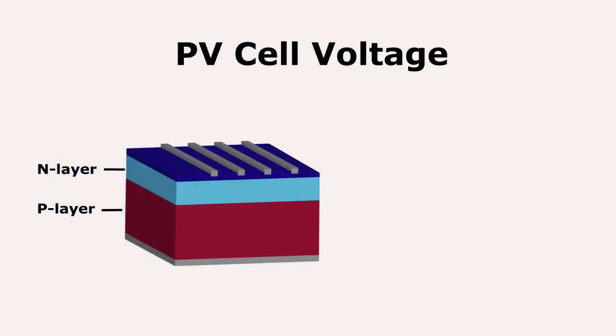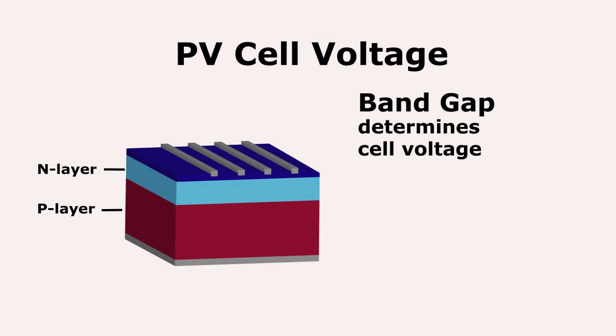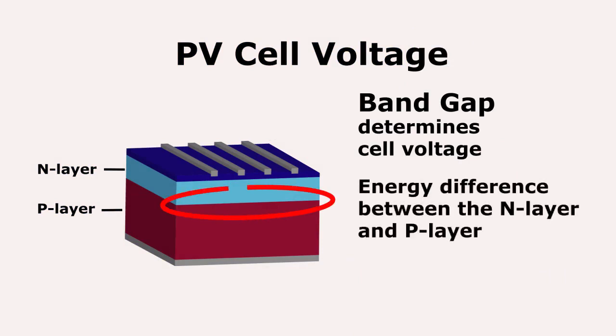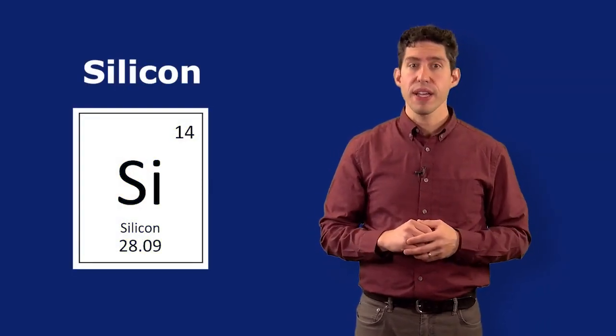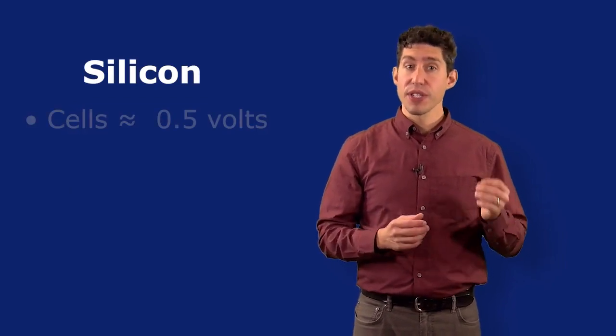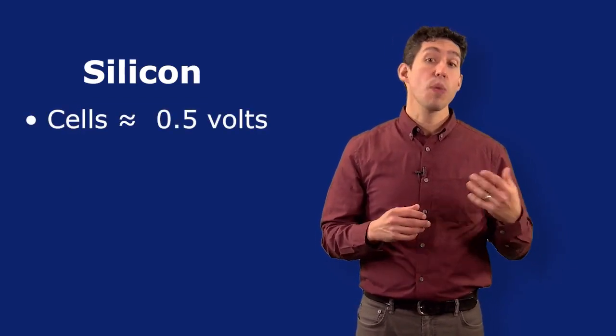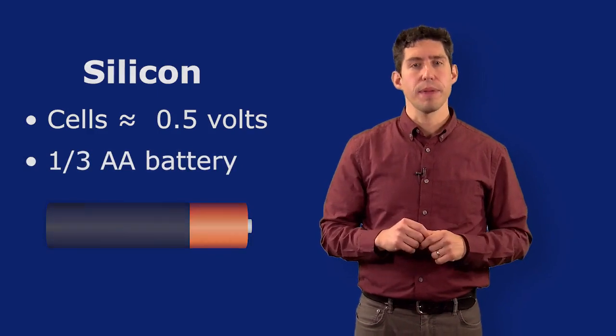Well, the voltage in a photovoltaic cell is defined by the size of the band gap, or what we call the energy difference between the N layer and the P layer of that photovoltaic material. For silicon, which is the primary material for all photovoltaics today, it has a defined voltage of 0.5 volts, or about 1/3 the size of a AA battery.